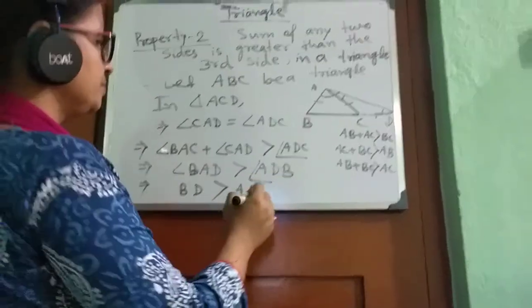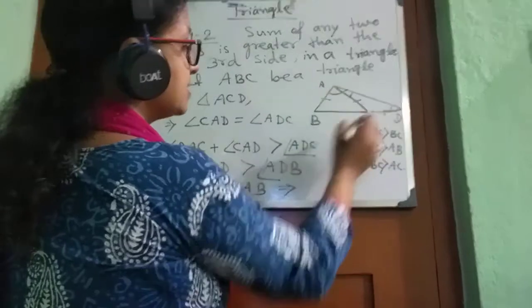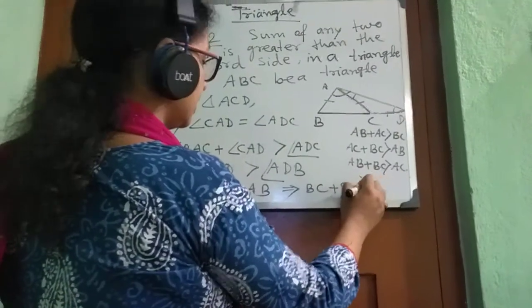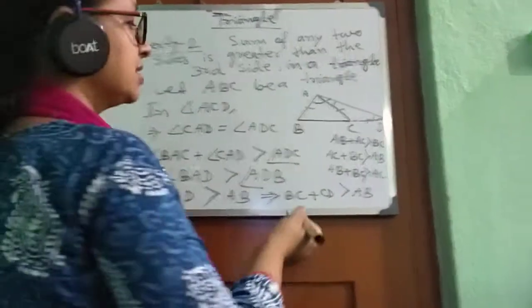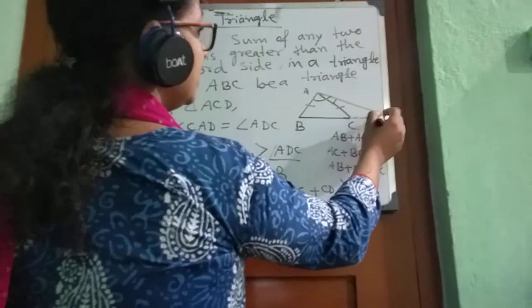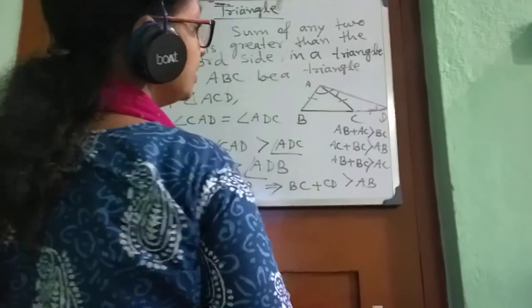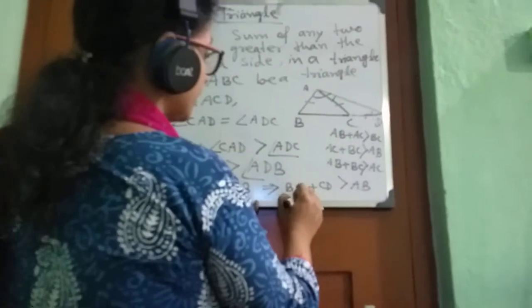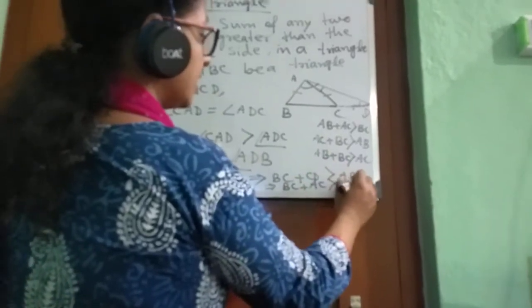Now, BD equals what? BC plus CD. So you can write BC plus CD greater than AB. But in the construction, what have we taken? CD is drawn equal to AC. So in place of CD, we can write BC plus AC greater than AB. We can write it, or not?